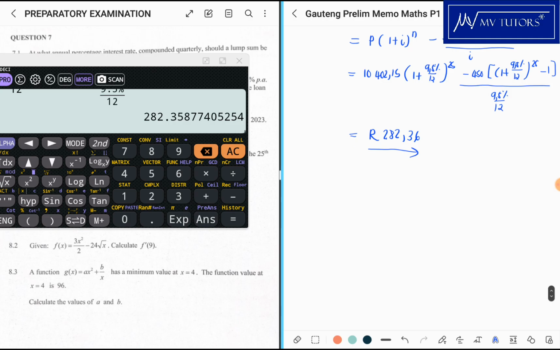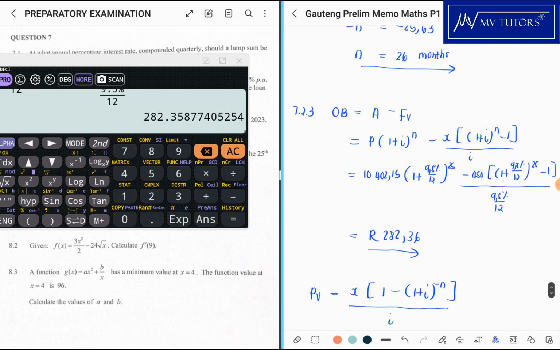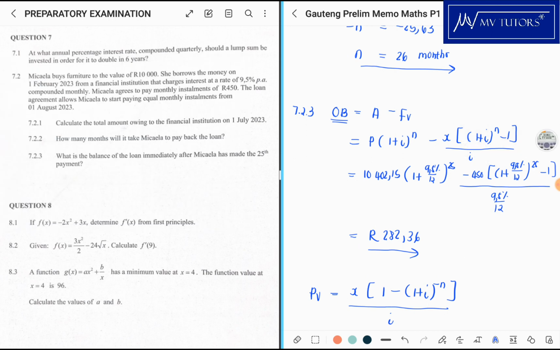Another way of doing it is by using the present value formula. Basically we have 1 minus 1 plus the interest rate to the power negative n, divided by I. So here the n, remember I said this outstanding balance formula, you use it as it is. So if they want the 25th payment, your n is basically 25.